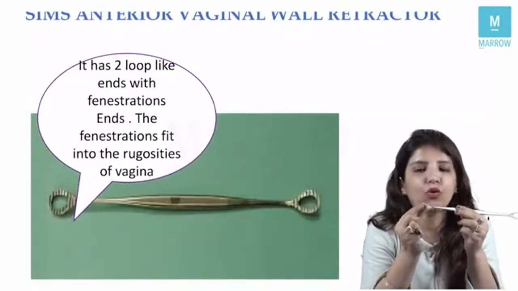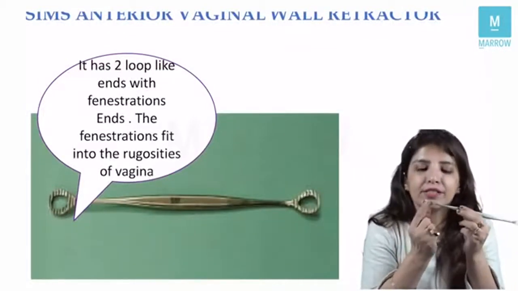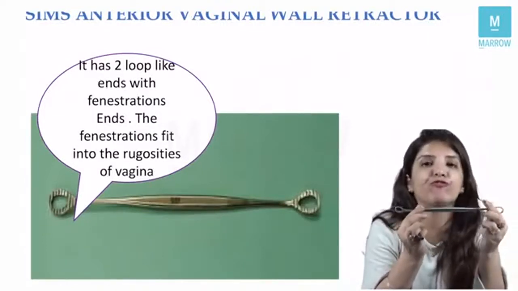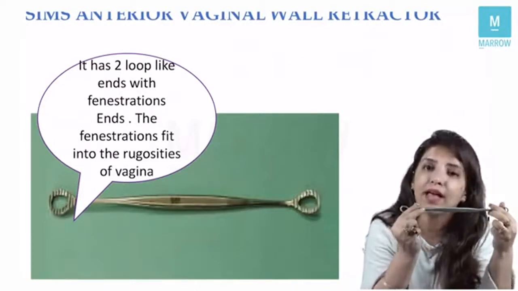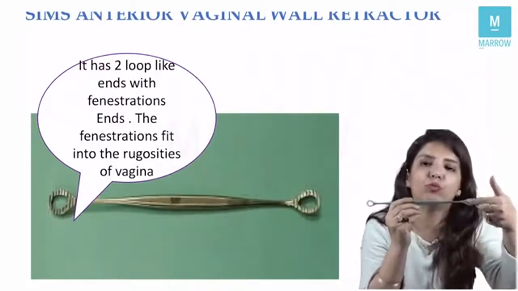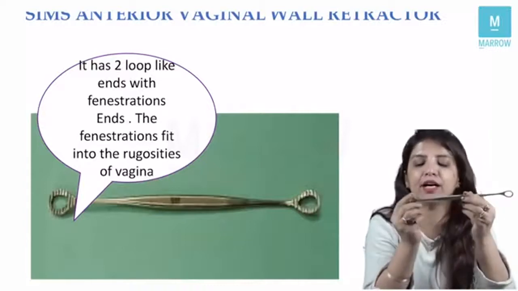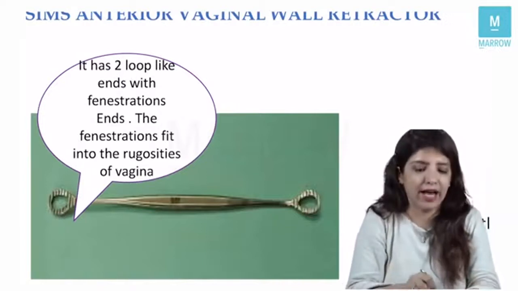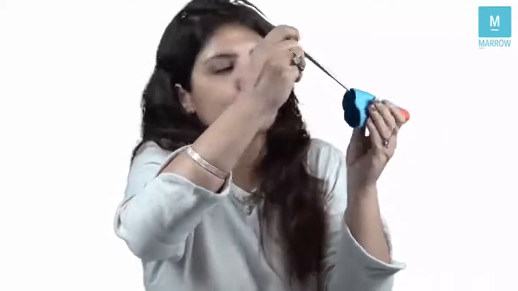Now, if you see over here, the loop-like ends, they are making an angle with the handle, right? This is a 15-degree angle which they make with the handle, and both the loops are pointing in opposite direction. One of the loops will be pointing anteriorly, the other loop would be pointing posteriorly. When you are inserting the anterior vaginal wall retractor, the loop should be facing above, anteriorly, like this. So you are going to introduce it in such a manner that the loop faces up anteriorly, right?